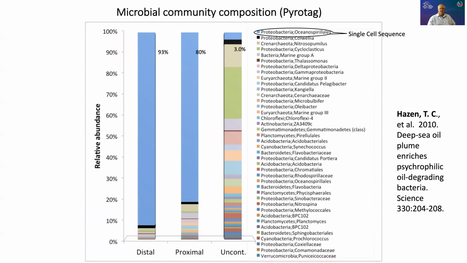What we found was that in the uncontaminated part of the plume, less than 3% were the Oceanospirillales, which we found in 80% of the proximal part of the plume and 93% of the distal part of the plume. And in fact, at the distal part of the plume, the oil was, by most methods, undetectable, but it was still showing a distinctive signature of being detectable.